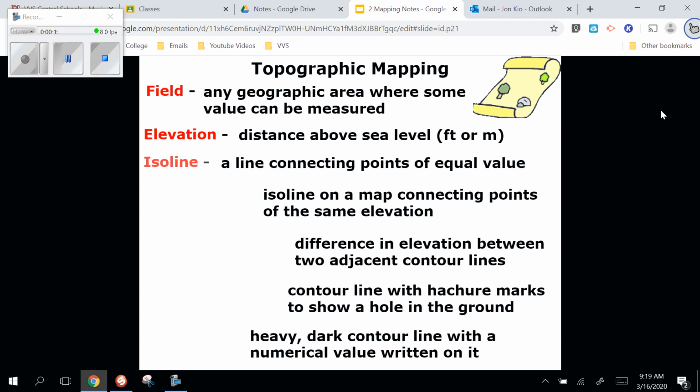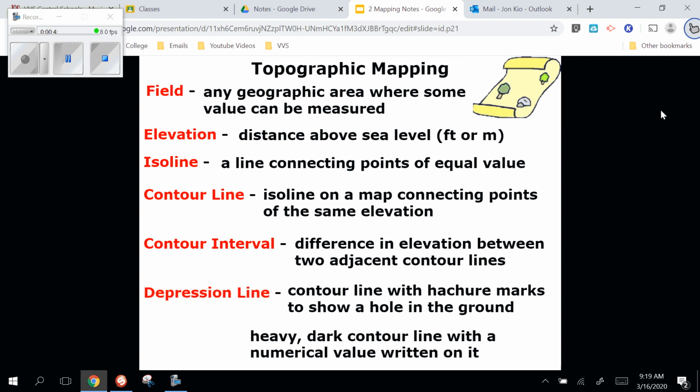A little generic term, isoline, is some line connecting points of equal value. Iso means same. If we're talking specifically about elevation, an isoline is called a contour line. So you might hear me say we're making contour maps. That's basically a map of elevations. The difference in elevation between two adjacent contour lines is your interval.